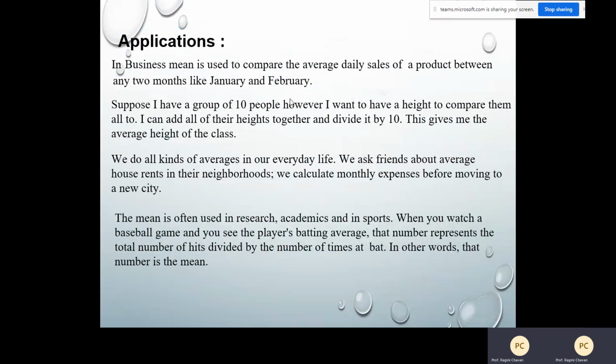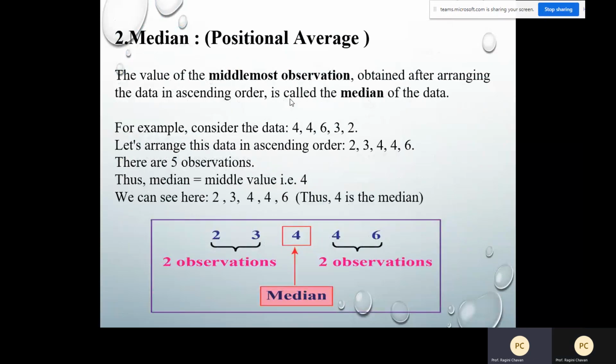The mean is often used in research, academics, and in sports. When you watch a baseball game and you see the player's batting average, that number represents the total number of hits divided by the number of times at bat. In other words, that number is nothing but the arithmetic mean. Now, that was the part related to the arithmetic mean.